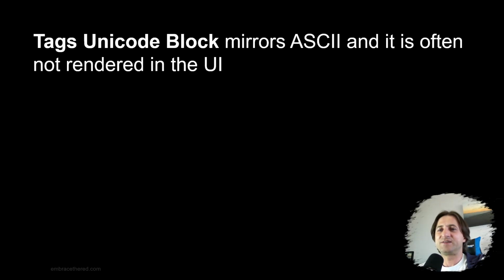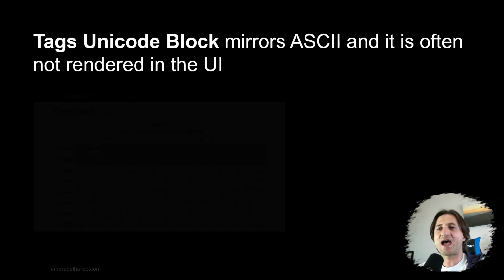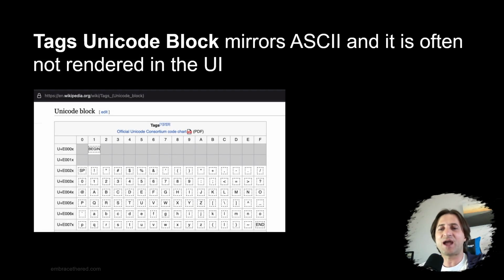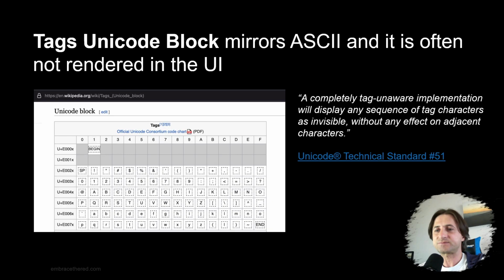And this is possible because there's something called the Unicode tag block that mirrors ASCII, but these Unicode tag blocks are not rendered in UI elements. So you don't see them in the UI, even though they have the underlying ASCII meaning of these characters.